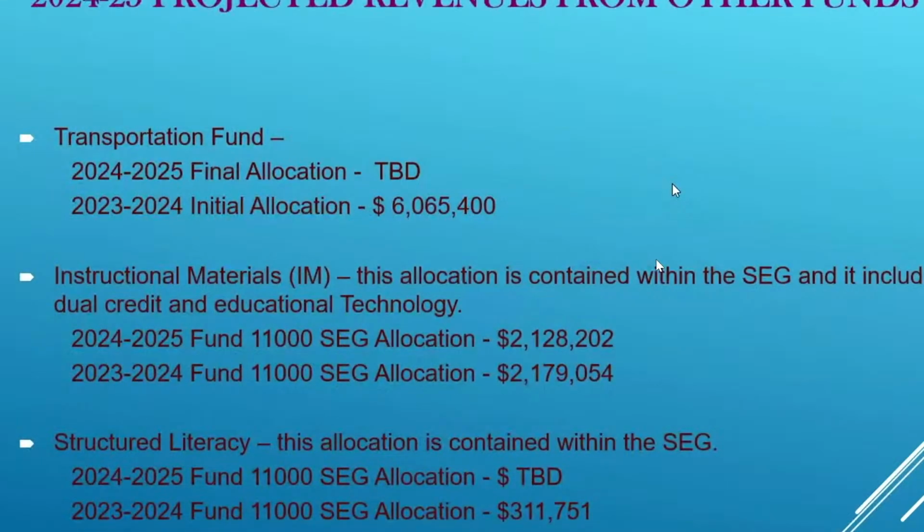And then projected revenues from other funds. So you have transportation, which unfortunately, we still don't know what that allocation is going to be. Last year, our allocation was $6 million. Instructional materials: this year, our allocation was about $50,000 less than it was last year. And then structured literacy is, again, to be determined.